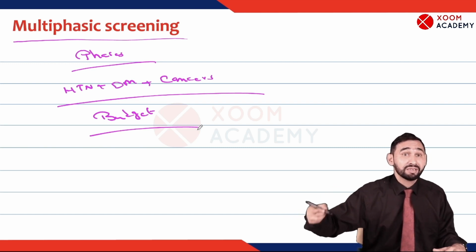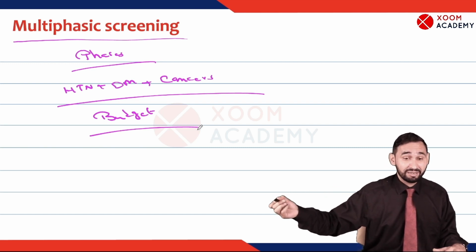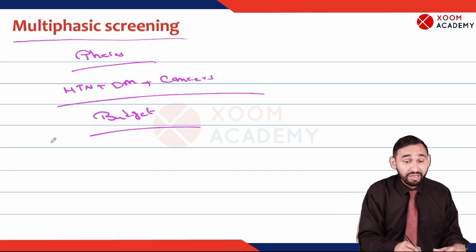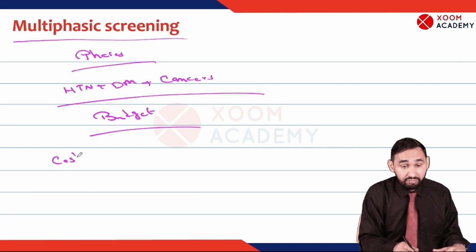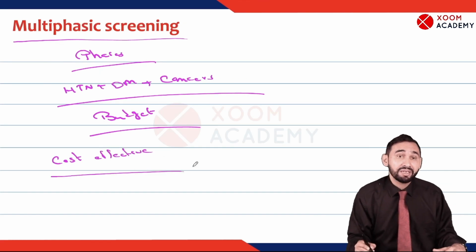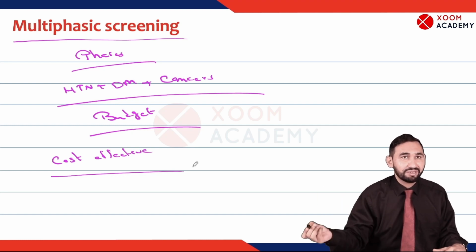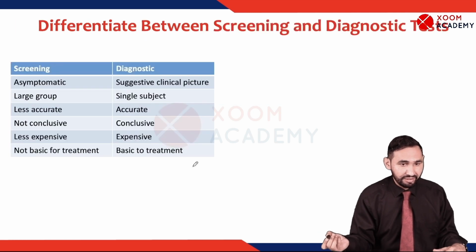They did this type of screening in America, but now they are moving to high risk screening because we need policies which are cost effective. The health budget is limited. We have to create a health system within our resources. So these are the three types of screening: mass screening, high risk screening, and multiphasic screening.